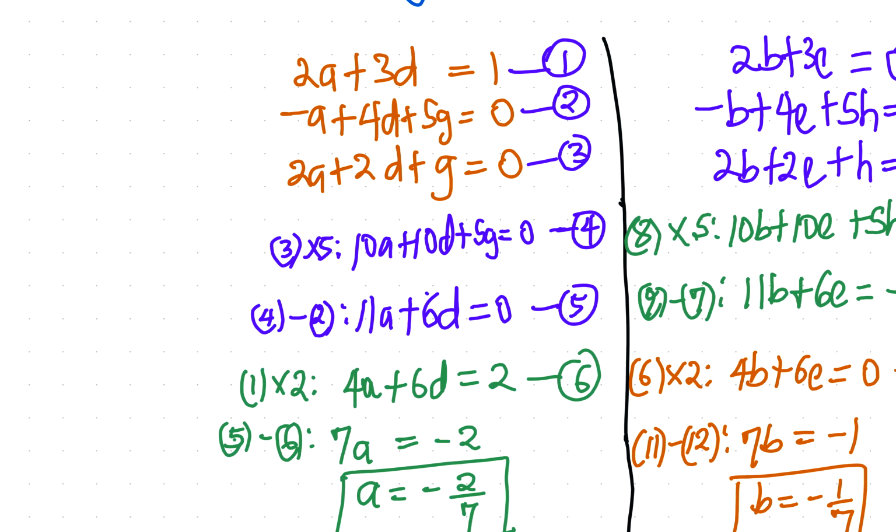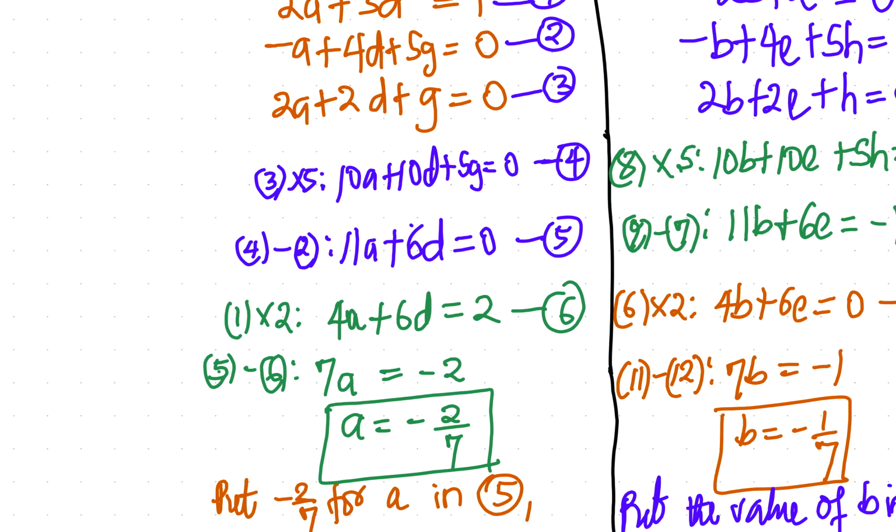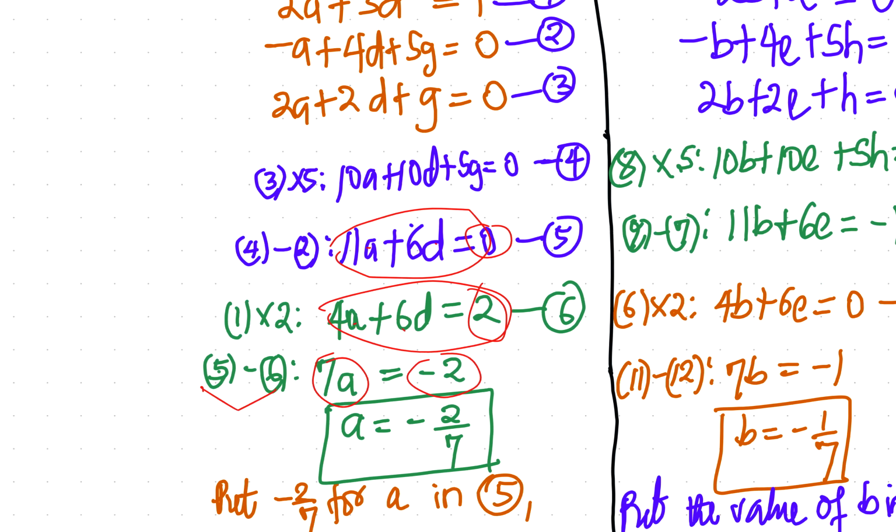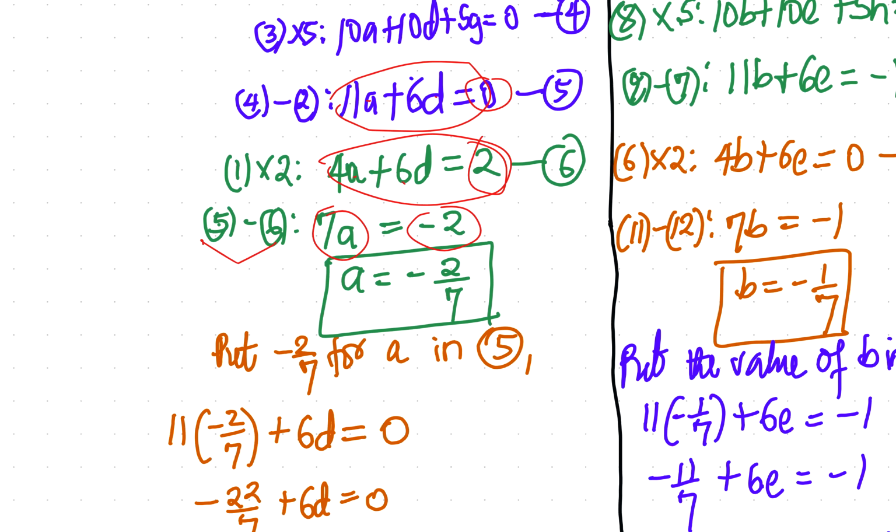So I say 5 minus 6. That is equation 5 minus equation 6. That means 11A minus 4A, 7A, 6D minus 6D, gone for good. So 0 minus 2. Careful, the minus has to appear. So 7A equals minus 2. So my A is minus 2 over 7. So that's so sweet. A is settled. So now that I have A, I can now put minus 2 over 7 for A in equation 5.